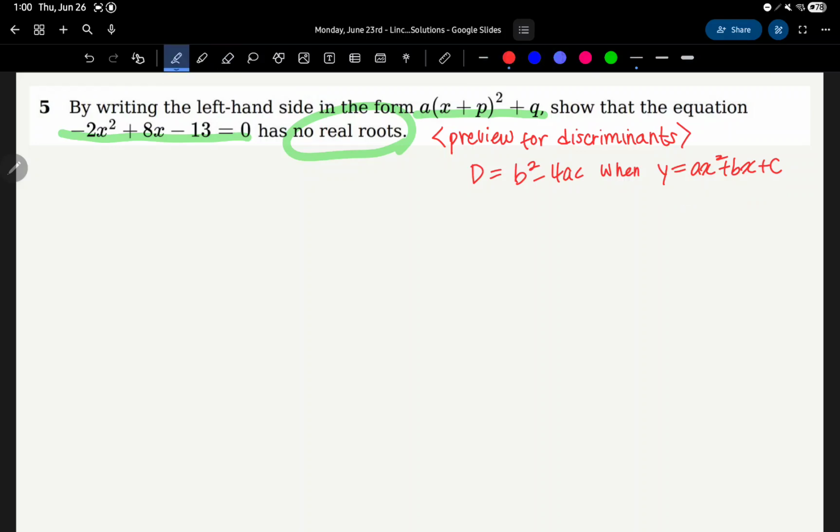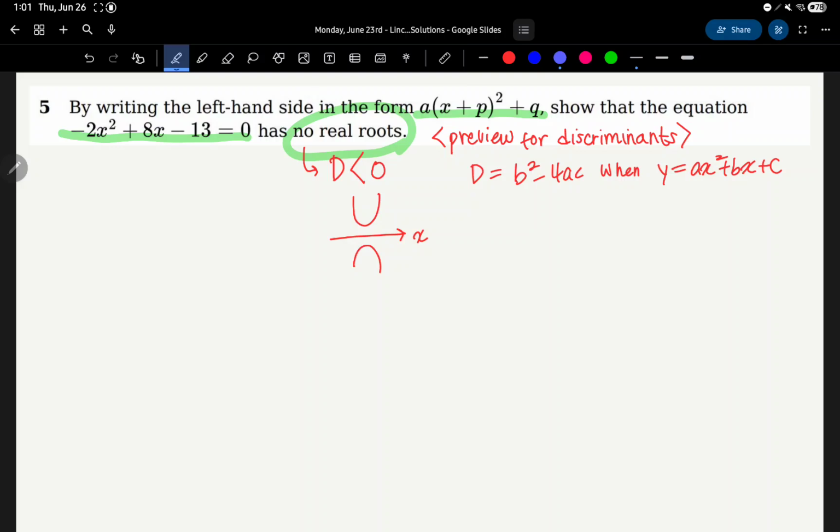Yeah, so coming back to our quick question here, whenever it has no real roots, remember, D is going to be equal to what? Less than 0. Yes, remember? So it's not going to touch the x-axis, because it has no real roots. It only has 2 imaginary roots, remember?